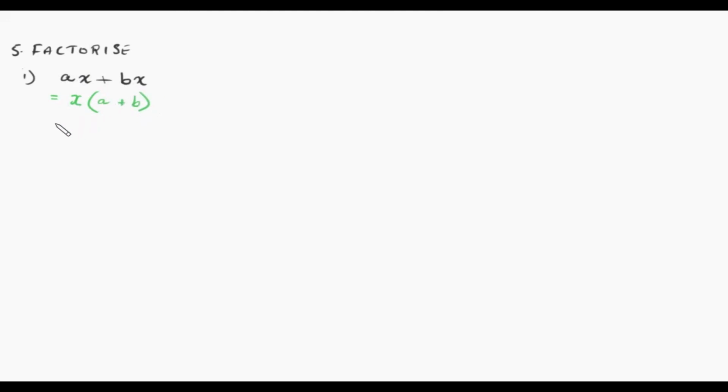Okay, so you factorize. So how do you get these terms here? After having identified the common factor, you can divide each term by the common factor. So ax divided by x, x cancels x, so that is a. That is why we put a here. Then bx divided by common factor x, this cancels this, so that is b. That is why we have b here. Okay, now that is basically what is happening.